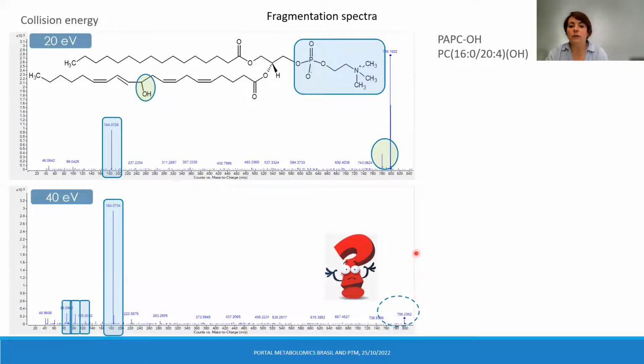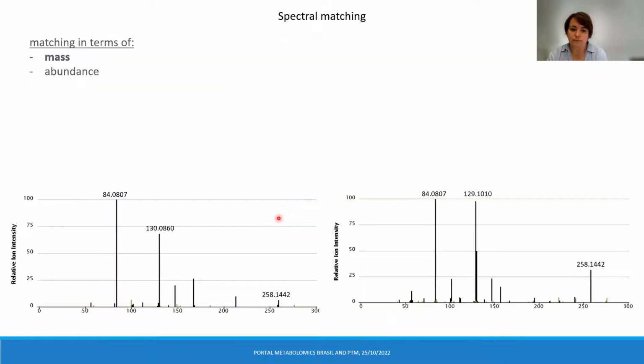So if possible, especially in terms of lipids, try to fragment them with lower and higher energies, because each of them will provide you slightly different structural information. In terms of spectral matching, when we are comparing the fragmentation spectra, we have to remember that we must match the mass, but also the abundance of our fragments.